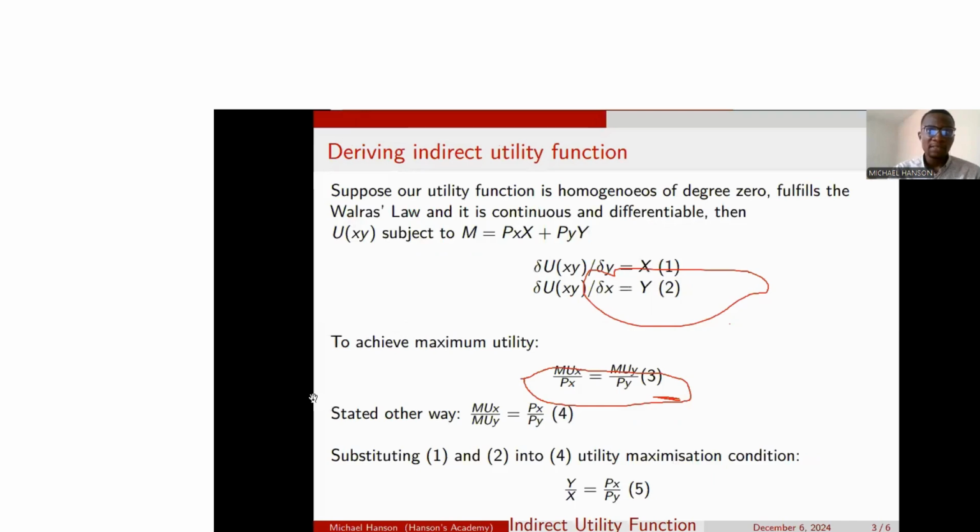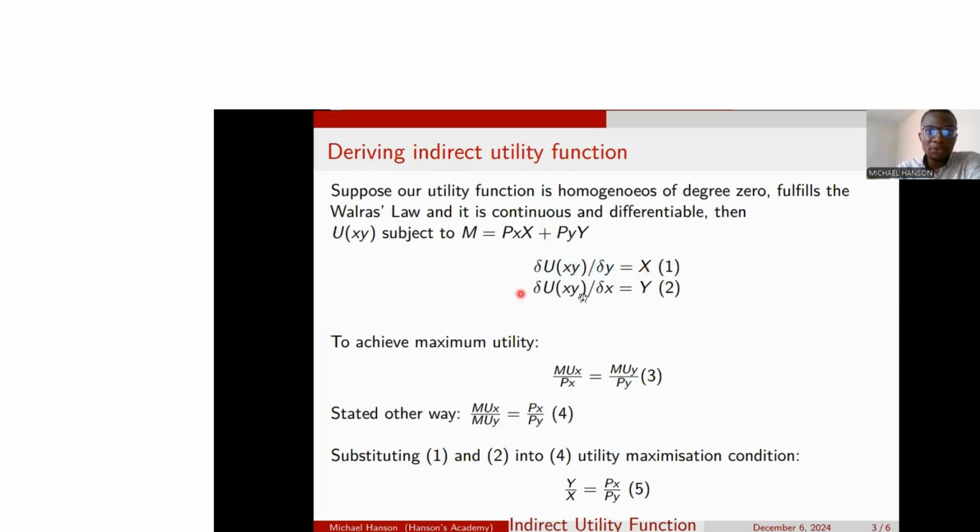So in that sense, suppose our utility function is of the form U(X,Y), which is subject to the budget constraint: expenditure on the X commodity plus expenditure on the Y commodity should be equal to the consumer's budget. So from equation 1, we can see that the consumer really has to earn a marginal utility, which is equal to X.